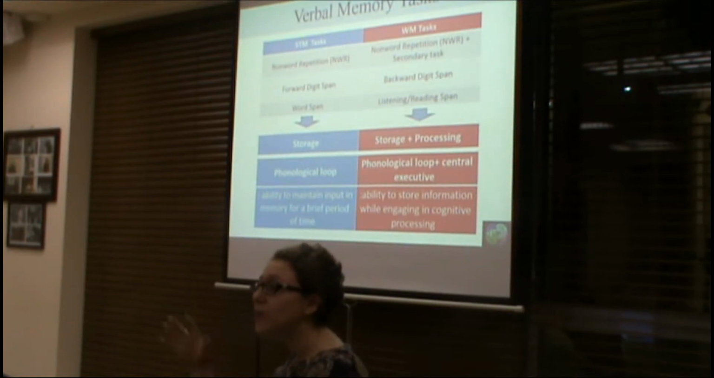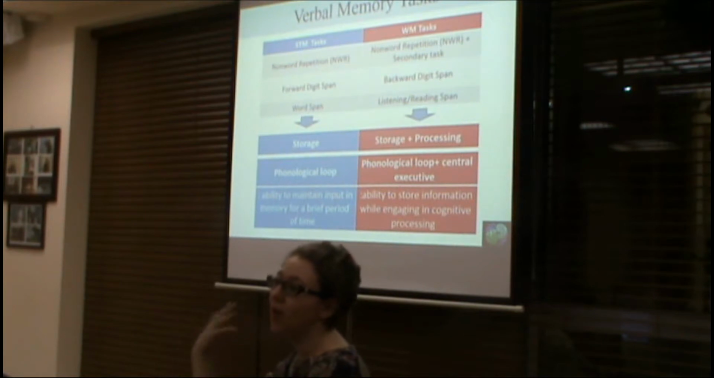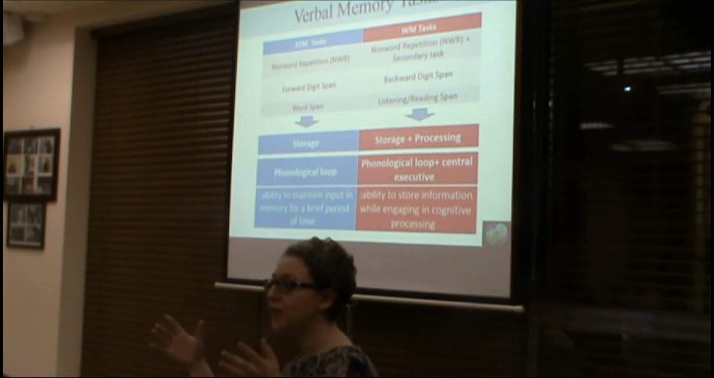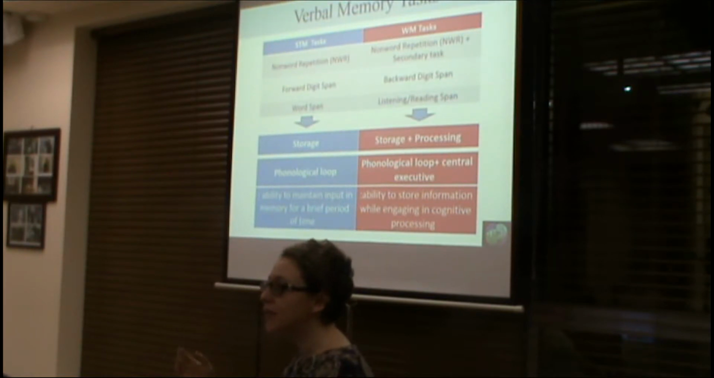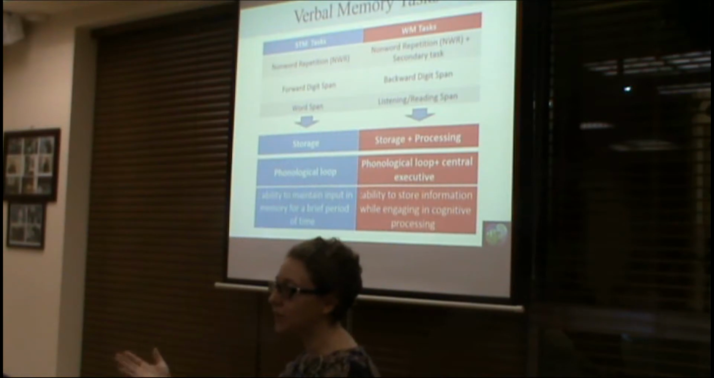Tasks like this have been used very frequently, and they are contrasted with working memory tasks. Now, the crucial difference between short-term memory and working memory is that working memory tasks require you to actually do some cognitive processing on the information that you're trying to maintain in memory. So the idea is that you're not just storing information, you're actually using it and doing mental operations on it for a particular purpose, right? A contrast that's easy to make is one between the forward digit span and the backward digit span. That's a very famous way to think about it.